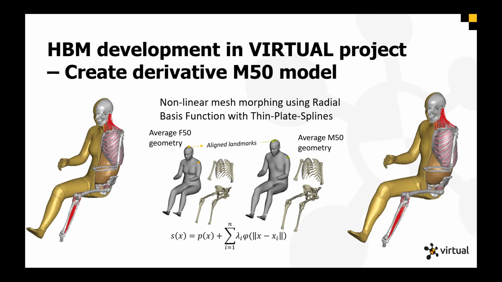As you can see in the figure, we have landmarks not only on the outer surface, but also on some skeletal bones. And this is because we have information of how the geometry of these bones change when morphing from a female to a male. And then the rest of the bones are just scaled based on the surrounding landmarks, at least in the current implementation we have.